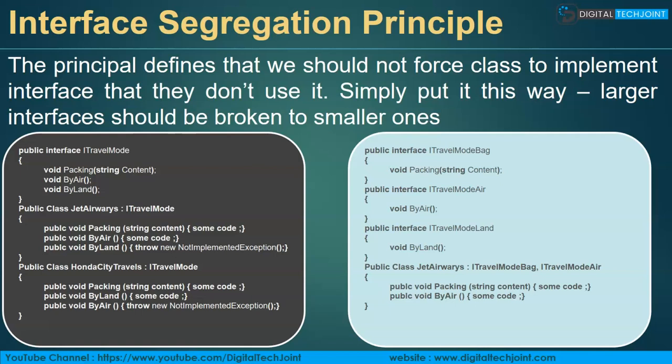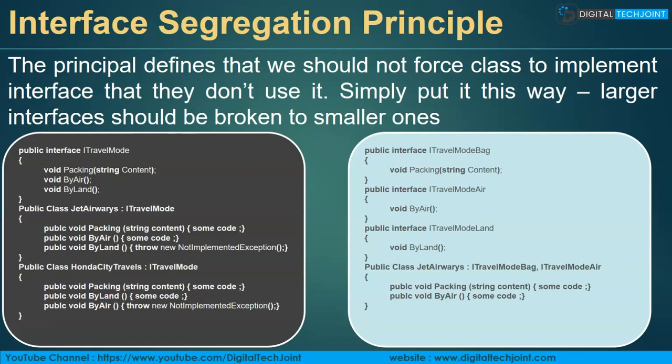Now how do we avoid this? If you look at the right hand side, I have modified this entire structure. Now I have something called common. The common method is packaging, which is used whether you travel by air or by land. So now we have an interface called ITravelModeBag, which uses the packaging method. Then we have two other interfaces called ITravelModeAir and ITravelModeByLand.